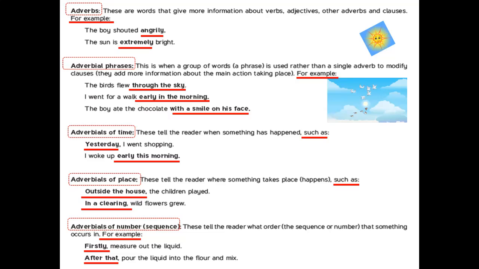Adverbials of place. These tell the reader where something takes place or happens, such as outside the house. The children played. So where did they play? Outside the house. In a clearing, wild flowers grew. Where did wildflowers grow? In a clearing.